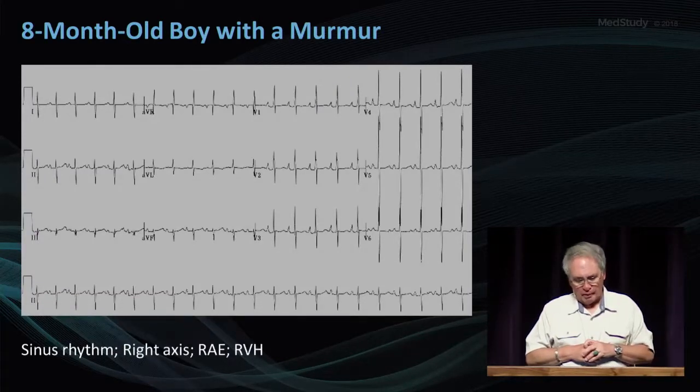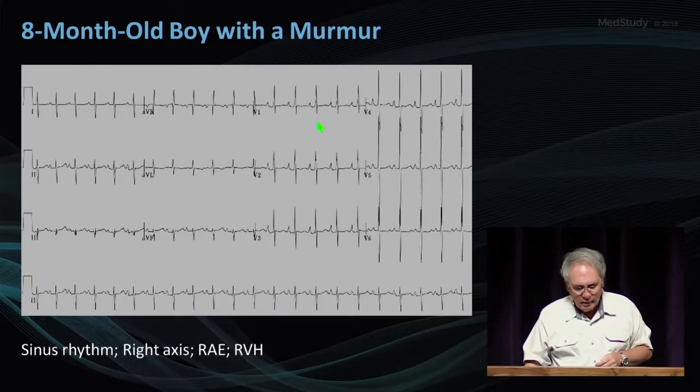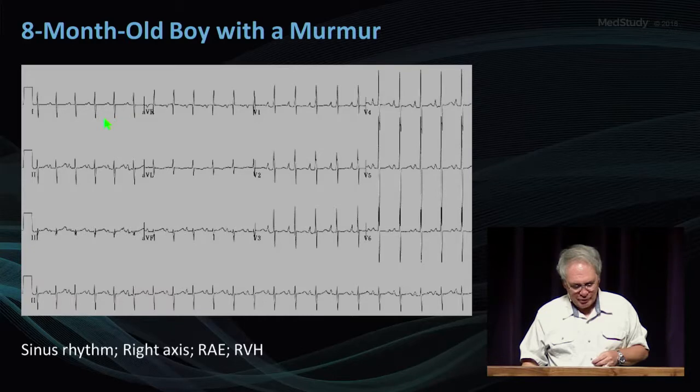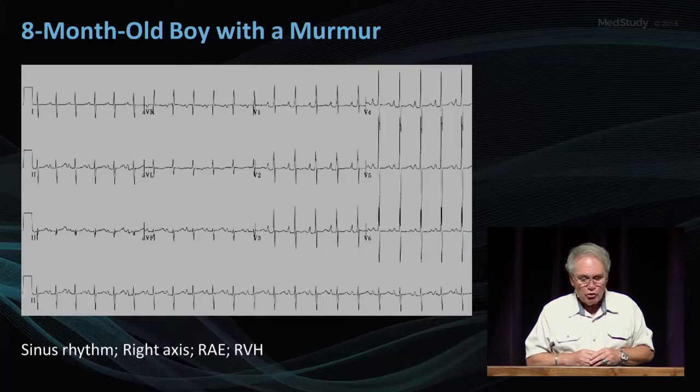An 8-month-old boy with a murmur. Okay, let's do it. We can do it now. Look for the rhythm: P before each QRS, sinus rhythm. Let's take a look at the axis. Oops, look at AVF, negative. So you know there is an axis deviation.